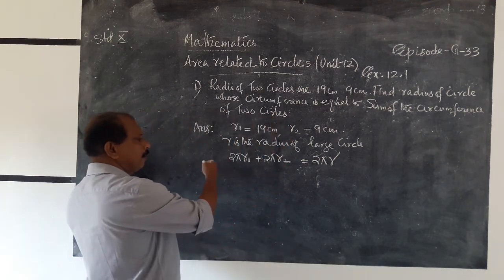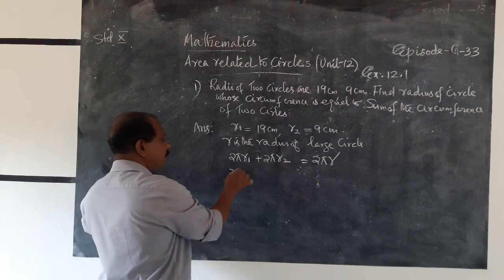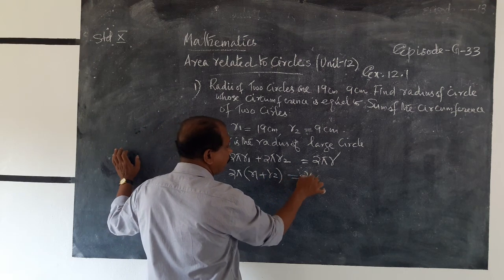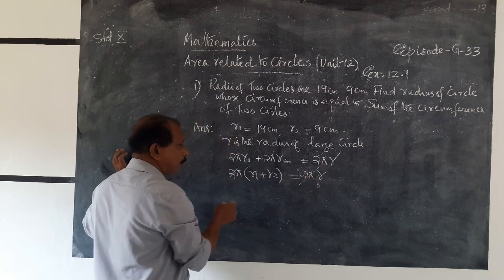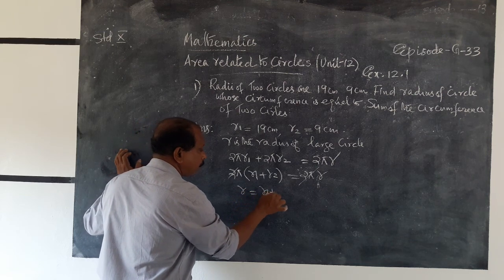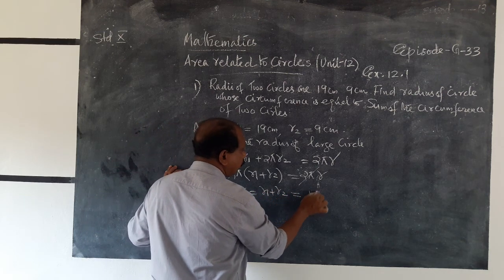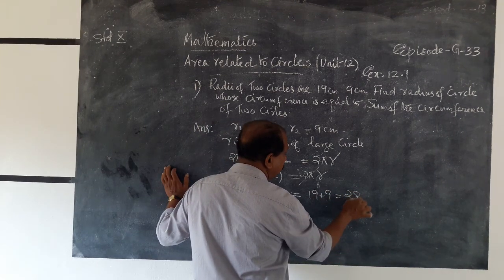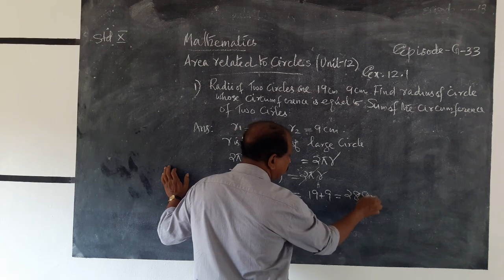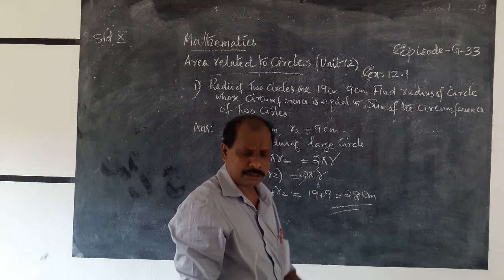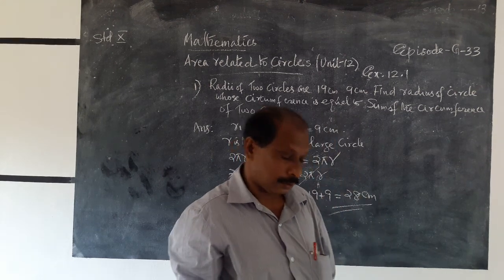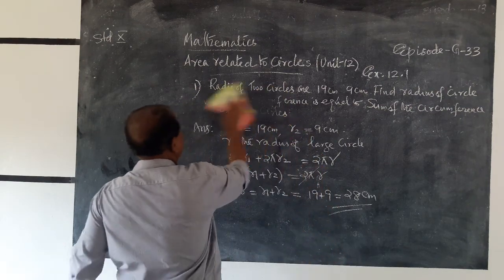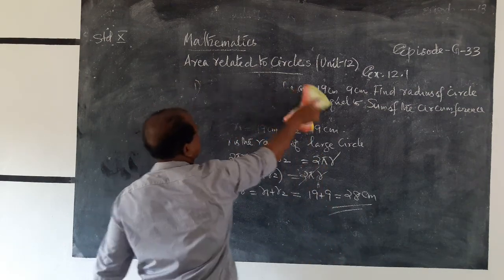Then 2 pi is common. R1 plus R2 is equal to 2 pi R. Cancel 2 pi on both sides. Therefore, R is equal to R1 plus R2. What is it? 19 plus 9 is equal to 28 centimeter. That is our very simple question. That is the first question, where the circumferences are equal. Okay. Then let us start the second question of that chapter.